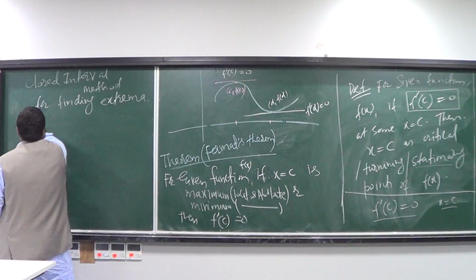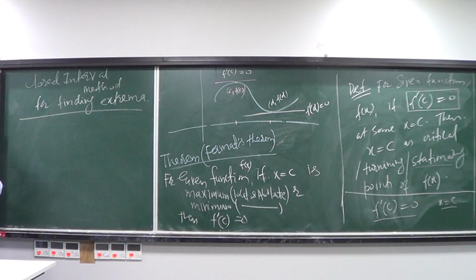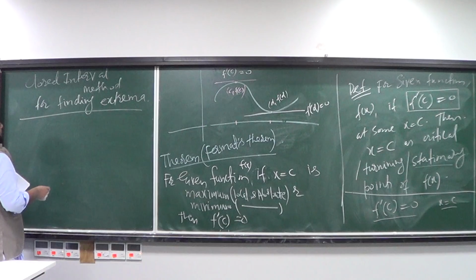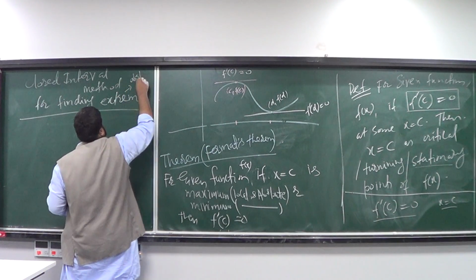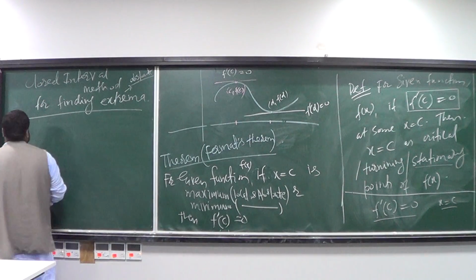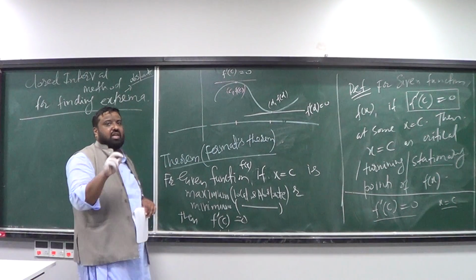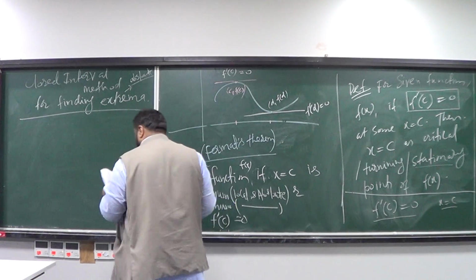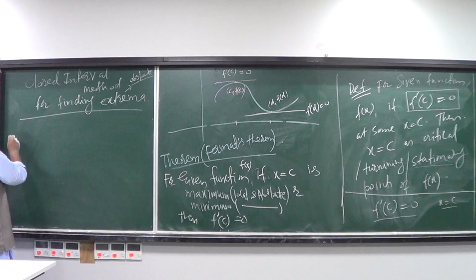So how to find an extrema of a function actually? Okay, and here the extrema are going to be the absolute extrema, absolute maxima and absolute minima. So this is a recipe for finding absolute maxima and absolute minima. Okay? So here is the algorithm, the method.